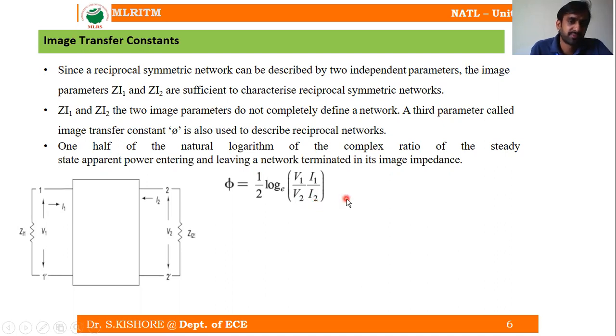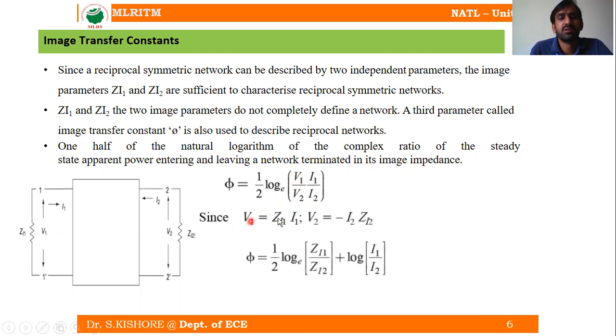From this, what is V1? V1 we have already defined in terms of image impedances, because it is leaving a network terminated in its image impedance. So we have to consider the image impedances. V1 is equal to Zi1 into I1, and V2 is equal to minus I2 into Zi2.